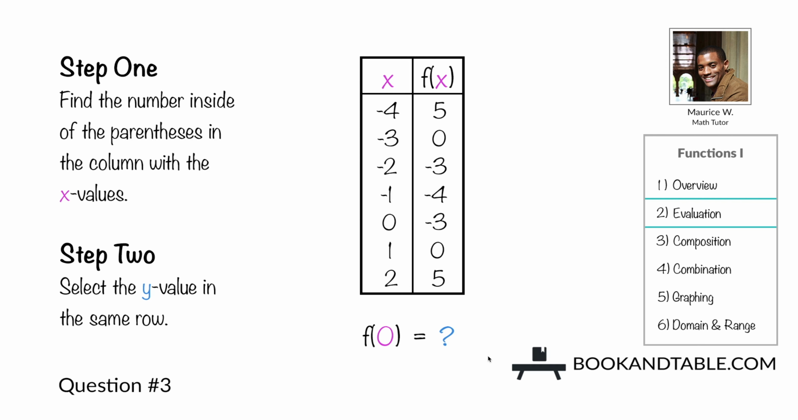In question number 3, we're asked to find f of 0. Step 1, find the number inside of the parentheses in the column with the x values. So we find 0 here, and we want to select the y value in the same row, which would be negative 3, showing us f of 0 is equal to negative 3. So that is how we go about evaluating a function on a table.